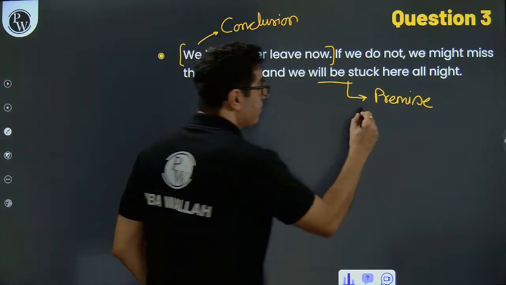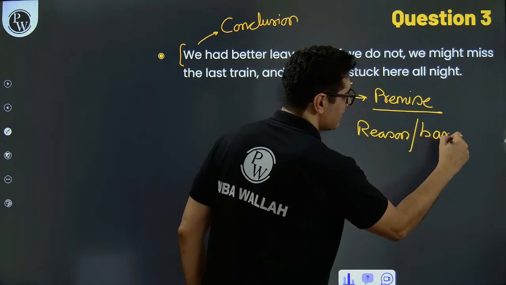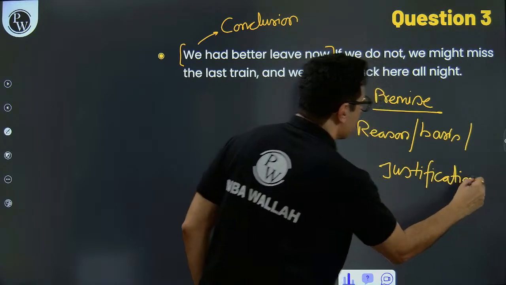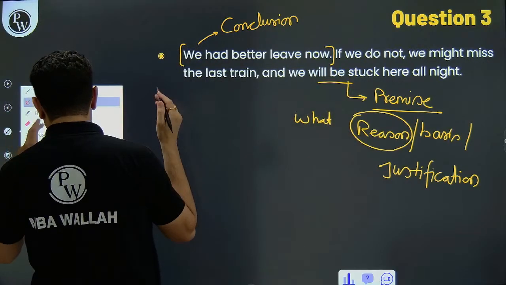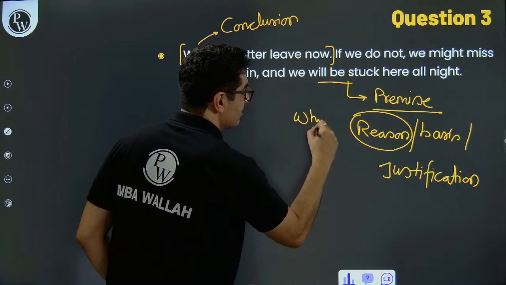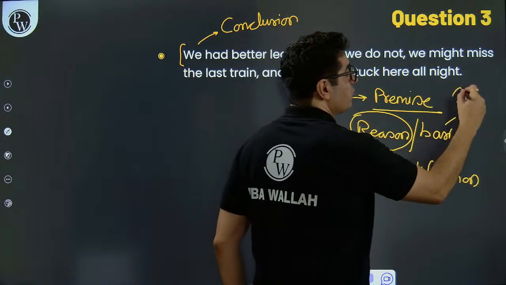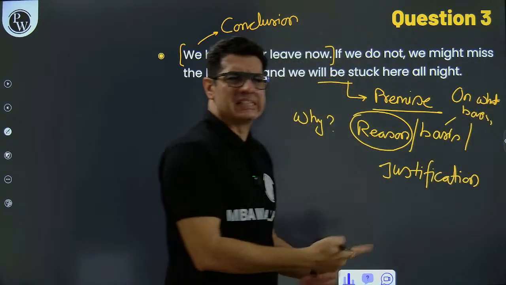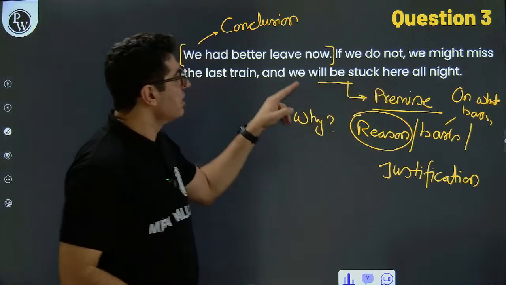So what do you remember your premise is? We call it a reason, basis, justification. So come to think of it, if you want to figure out the reasons, what do you do? You ask a why. I ended up writing a what, but you ask a why, right? So the answer to the why gives you reasons. The answer to on what basis would also give you reasons, right? Reasons or justifications, premises. So if you think this is the conclusion, we will be stuck here all night.